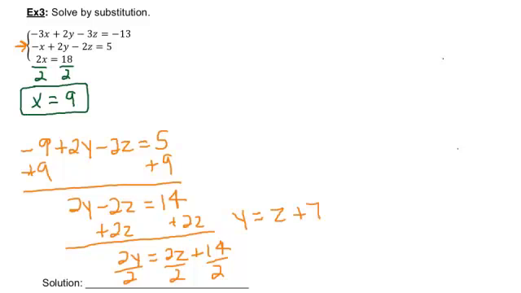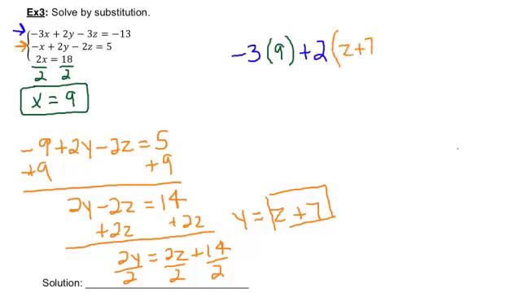So now from this, we can plug into our first equation. Again, we know that y is equal to z plus 7. So we're going to plug our x value and our y value into our first equation so that we can solve for z. So we have negative 3 times 9, which is our x value that we already solved for, plus 2 times, and then we're going to substitute our y value, which is (z plus 7). And then the rest of our equation is minus 3z equals negative 13.